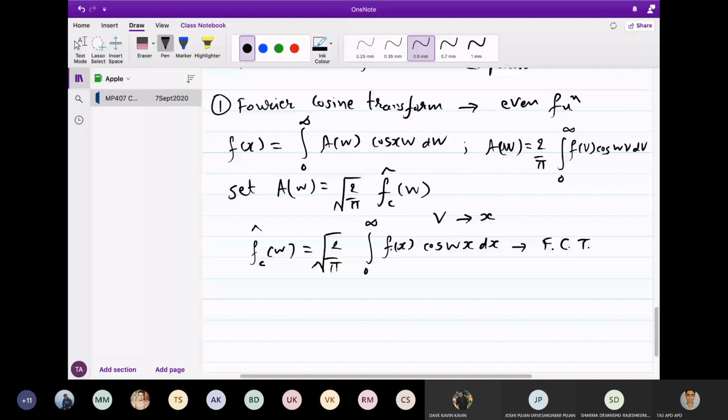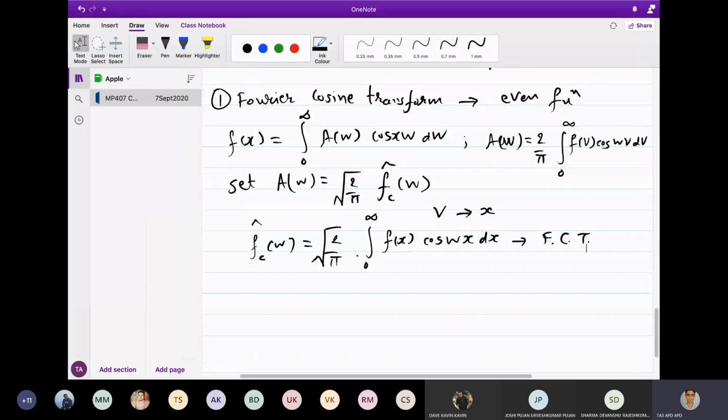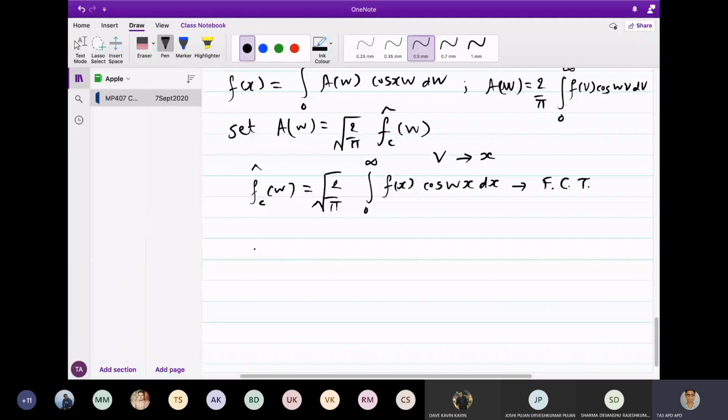And if you take the inverse of this, which means if I want to get back my original function f of x, then simply you will say this is going to be equal to the same thing, just you will swap the functions f hat and cos wx.